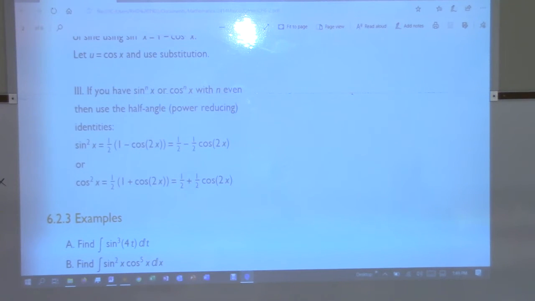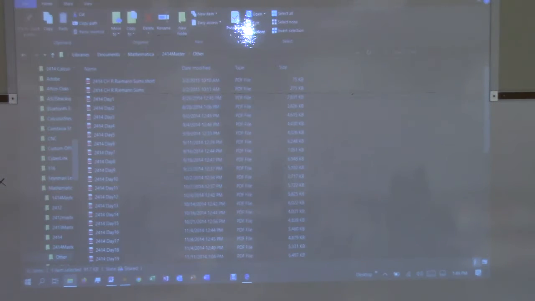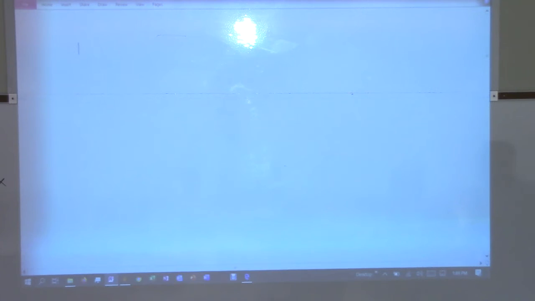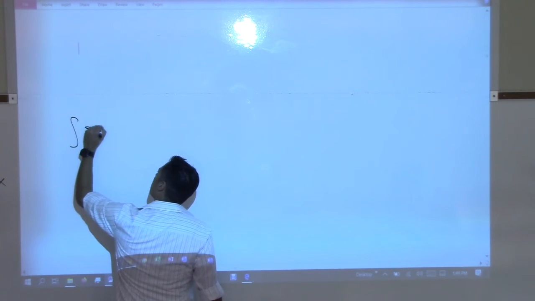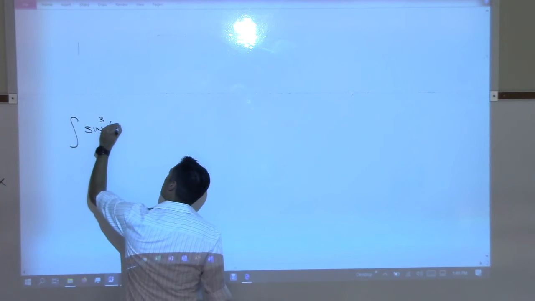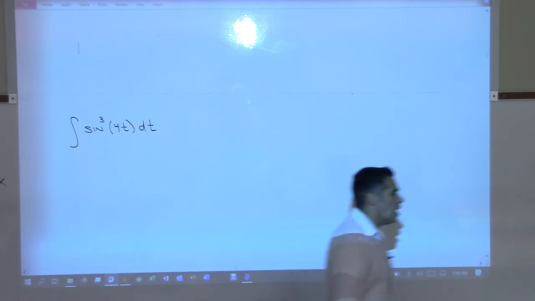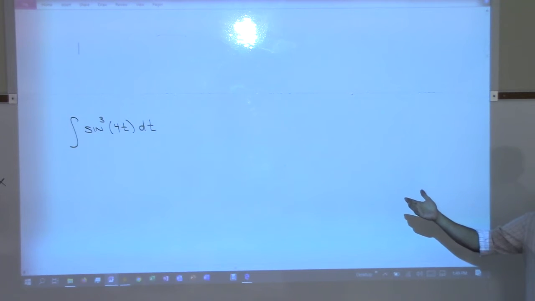First example: the integral of sine cubed of 4t dt. So we're using t instead of x. This is a trigonometric integral. It has a trig function in it.